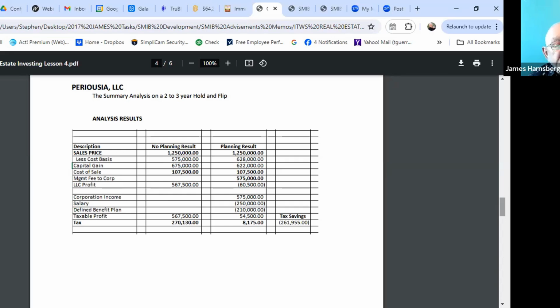The corporation now has income of $575,000. We have all of our original capital back. We give Susan a $250,000 salary. And because she has a defined benefit plan, the corporation can now make a contribution to her retirement plan of $210,000. Those are tax deductions for the corporation. So the corporation now only has taxable profit of $54,500, and I don't have to fund the defined benefit plan contribution until October of this year.